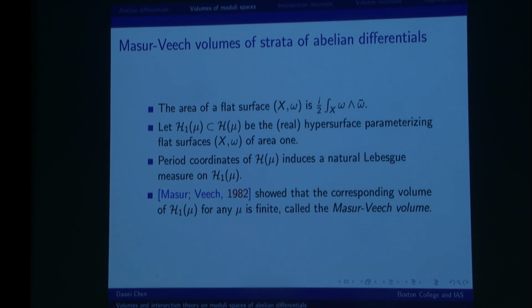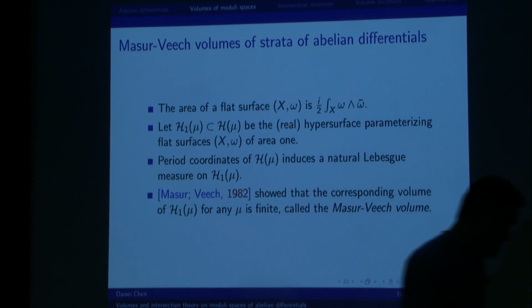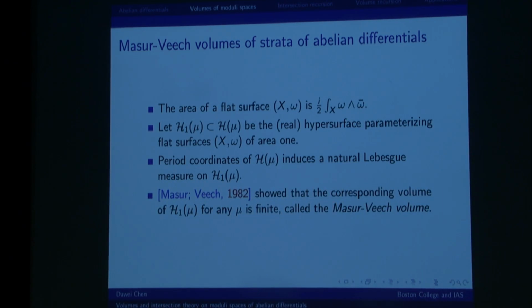Okay. In other words, the key point is that I have local coordinates, so I just use the local coordinates and the standard Lebesgue measure to define the volume form. And the associated volume is called the Masur-Veech volume. Everything is really very natural. I have local coordinates. These local coordinates are compatible under change of basis, which preserves this standard Lebesgue measure. So I just look at the associated volume, which is called the Masur-Veech volume.